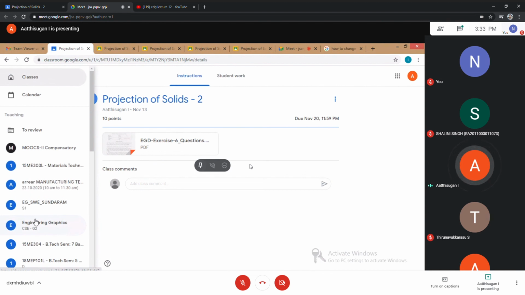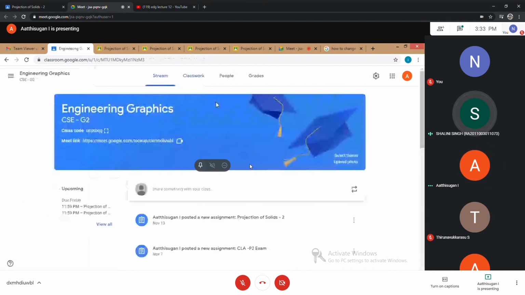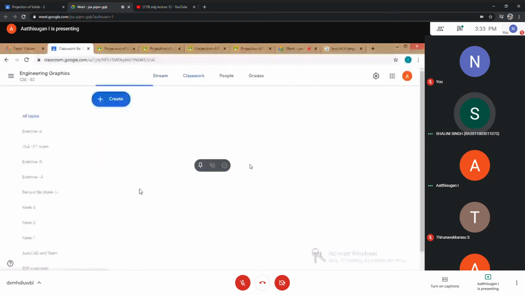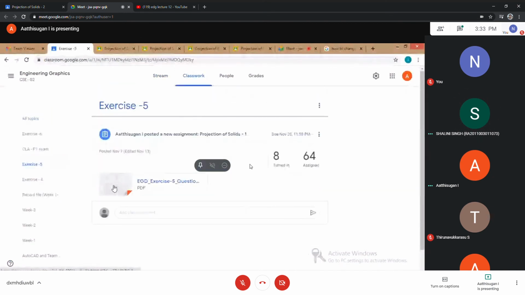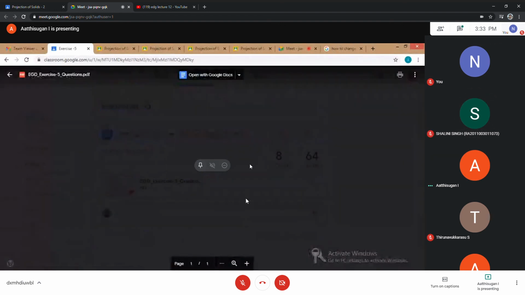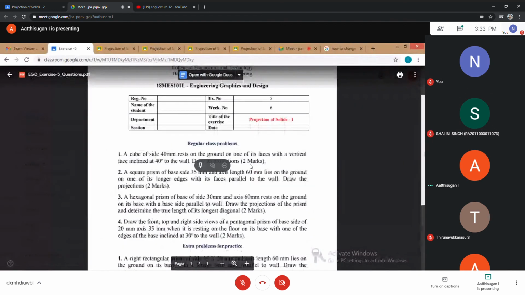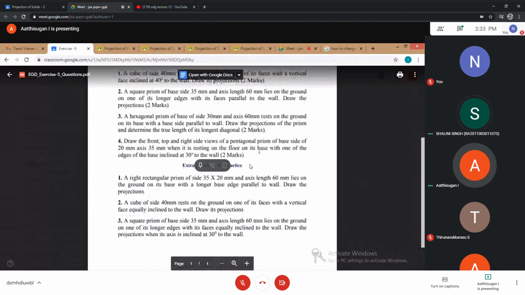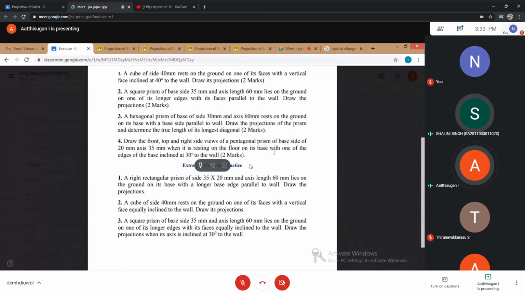What is the question, ma? Do you remember the question? That polygon one, sir. Pentagon prism, correct? Yes, sir, I have to ask about the rotation. Wait. Draw the front view, top view, and right side view of the pentagonal prism of base side given, axis side resting on the floor on the base with one of the edges of the base inclined 30 degrees to the wall. So inclined 30 degrees to the wall means which one do you have to rotate, the top view or the front view?